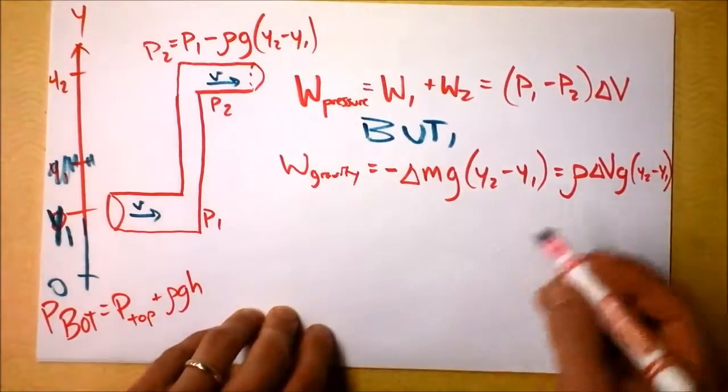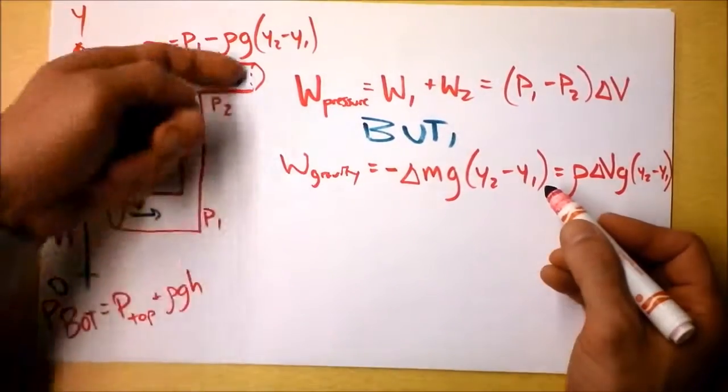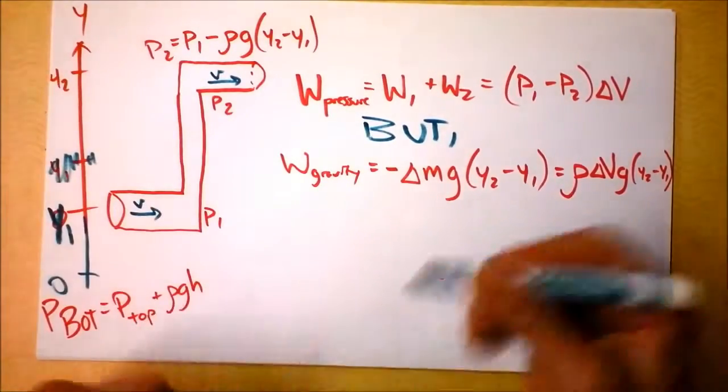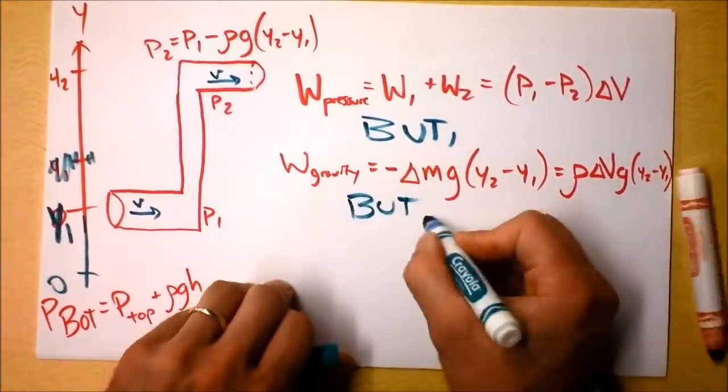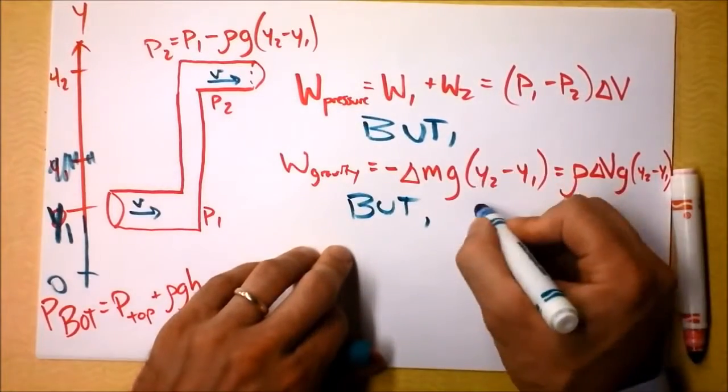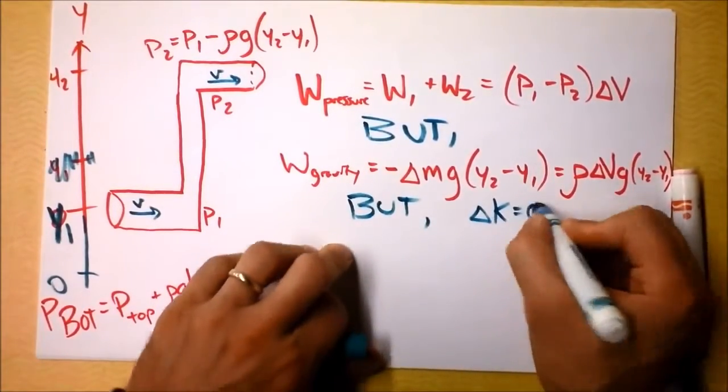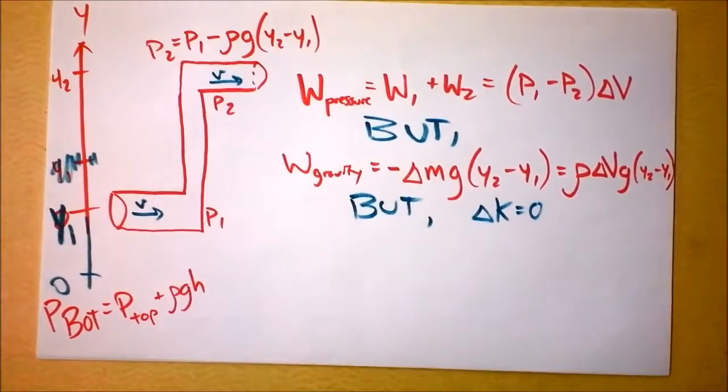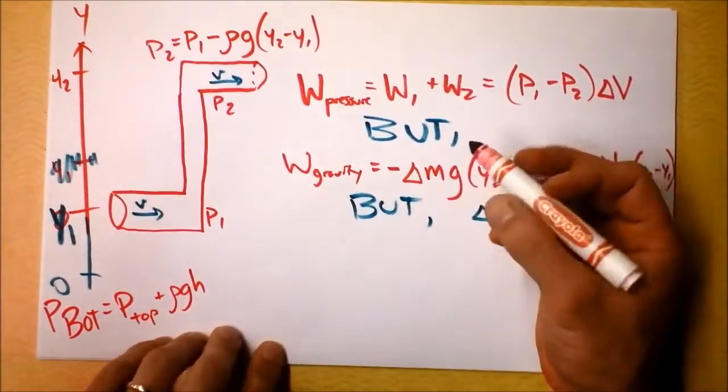Then, I want you to consider what's happening with the velocities. There's no change, right? So I'll write that the change in kinetic energy equals 0. Ooh, change in kinetic energy has something to do with work, right?